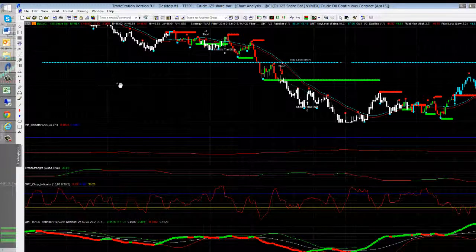I'm going to take you through one of our GMT entry filters. This is our key level distance entry filter. So if we go into our strategy here, I'll just describe what's on the chart at the moment. We've got a 125 share bar on the chart. We've got our key level printing there.